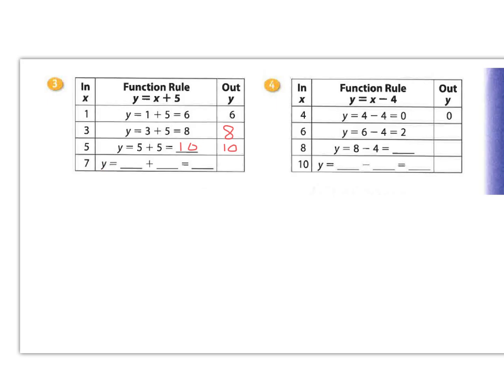Now it's telling us we have to use this rule. This is what you're going to have to do. Y equals x plus 5. Well, we see the input x is 7. So we're going to put 7. And then the rule is plus 5. 7 plus 5 equals 12. So our output is 12.